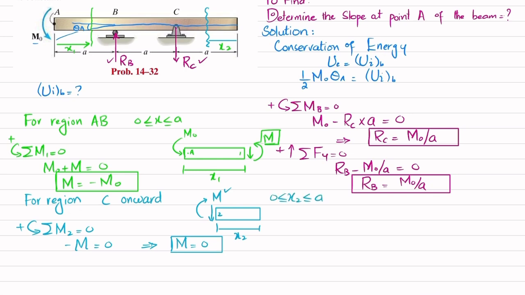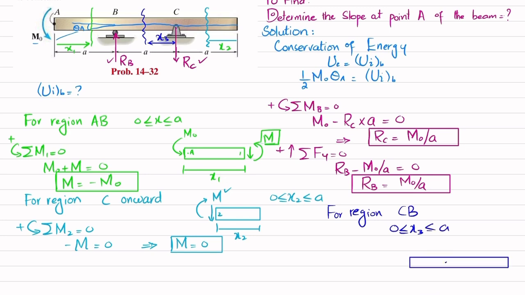Now the third step is that we cut this beam at this point, and let this be x3, starting from C. So for region CB, x3 is greater than or equal to 0 and less than or equal to A. When you cut this and draw the free body diagram of the beam, it will be like this. This is your point C, where you have RC, and the RC value is M naught by A, and this is distance x3. When you cut it, you will have a shear force and a moment. Let this be your point 3.